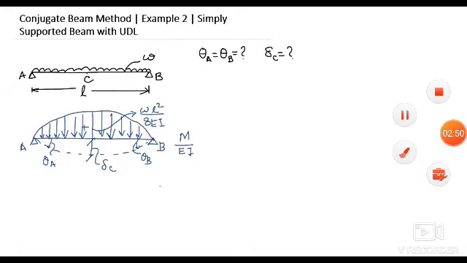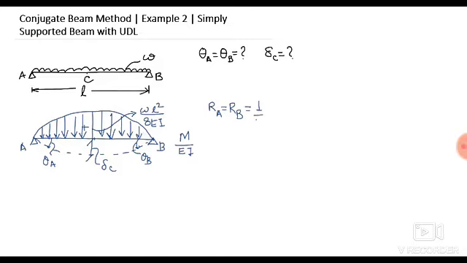According to the theory, the shear force at any section in the conjugate beam is the slope of the real beam at that section. So the shear force at A and B will be nothing but the reaction at A and B. So let's find out the reactions at A and B, which are obviously equal. RA equals RB equals this total loading, which is the area of the parabola divided by 2.